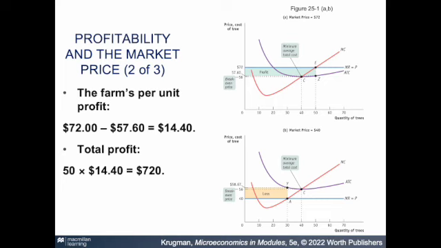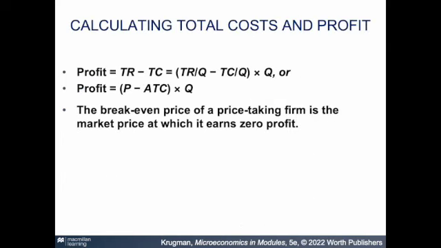5. Calculating total costs and profit. Profit equals TR minus TC, which equals TR/Q minus TC/Q, times Q, or profit equals (P minus ATC) times Q. The break-even price of a price-taking firm is the market price at which it earns zero profit.